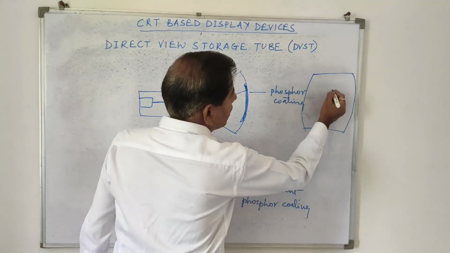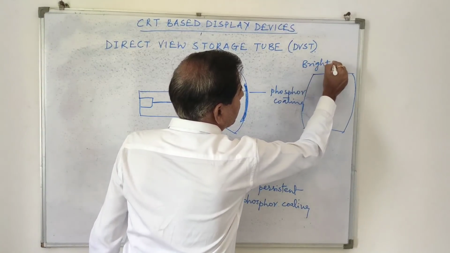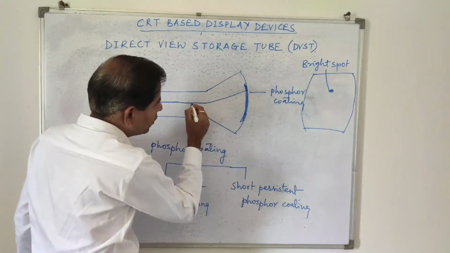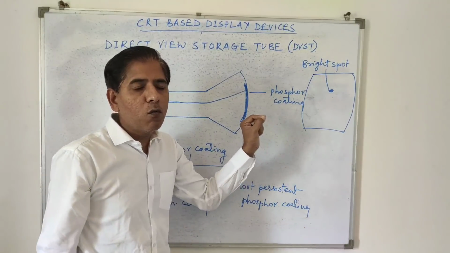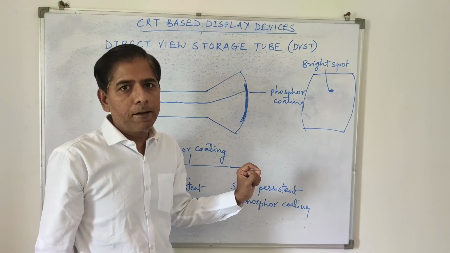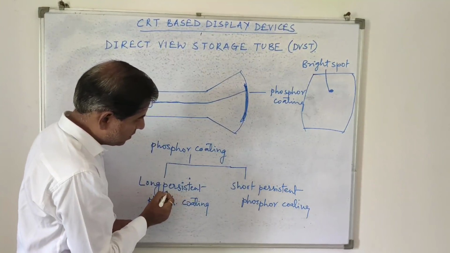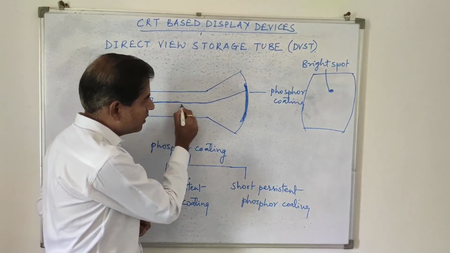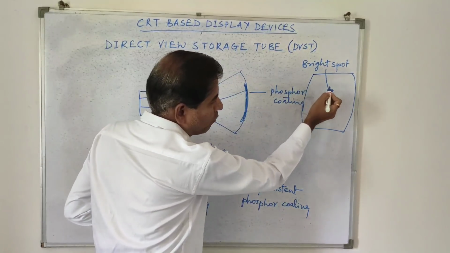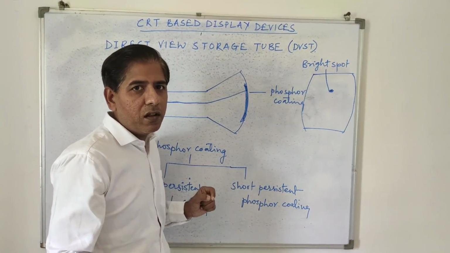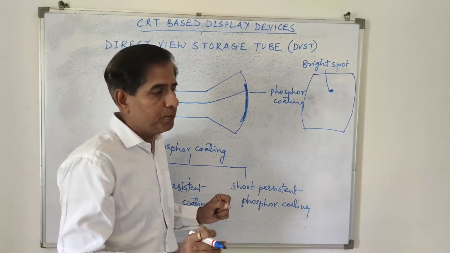if this is a monitor, then there is a bright spot which appears due to striking of this electron beam, and it would remain there for 1 to 2 hours. Okay, so if the screen is coated with long persistent phosphor coating, then when the electron beam strikes the phosphor coating, the bright spot which appears on a screen would remain there for 1 to 2 hours. So that is why it is called long persistent phosphor coating.